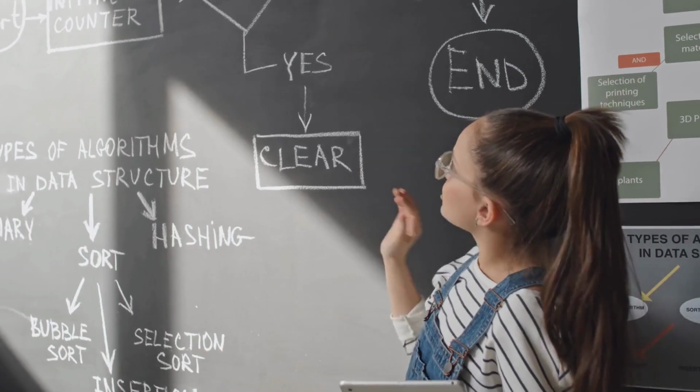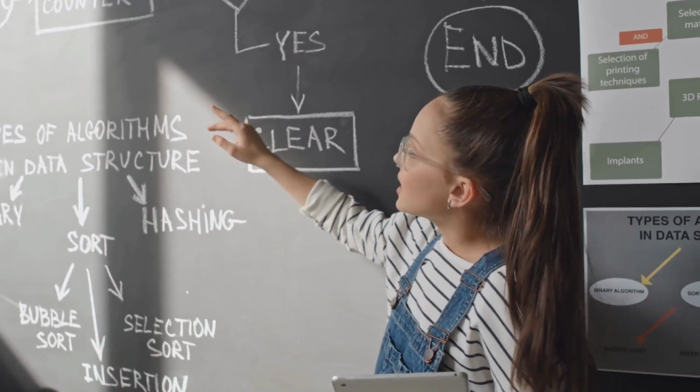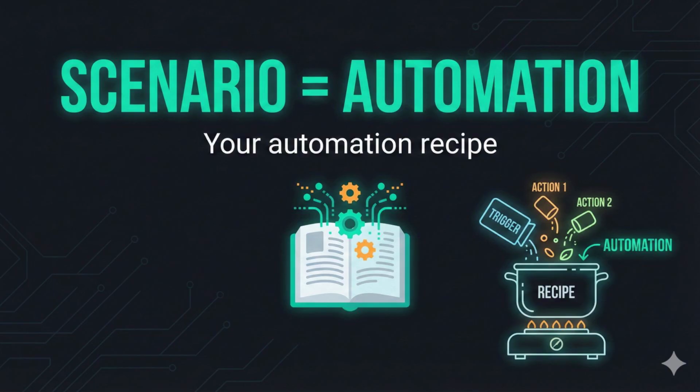Before we build anything, let me translate Make.com's terminology into plain English, because the jargon can be confusing if nobody explains it. First, scenarios. A scenario is just an automation. It's the thing you're building. Think of it like a recipe. It has ingredients and steps.